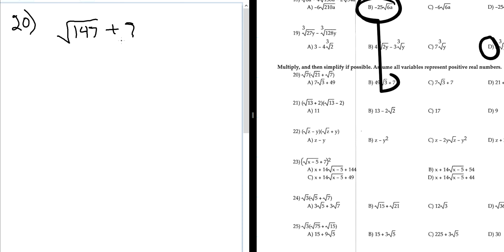Okay, so then with the 147, I can break that up to be, well, basically where it came from. This would be the 7 times 3. Here's my 21. And so I take the square root of this, so 7 comes out, and I'm left with 3 inside. And I'll bring down my plus 7.